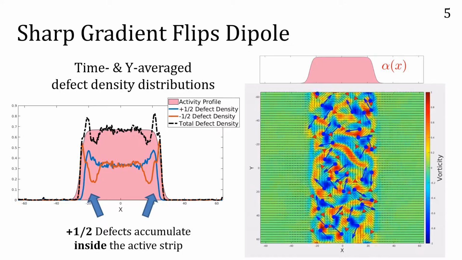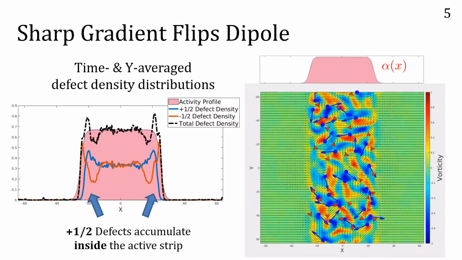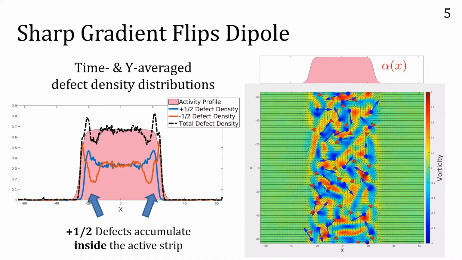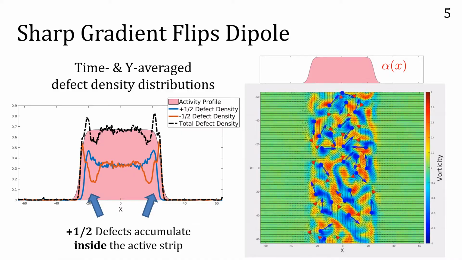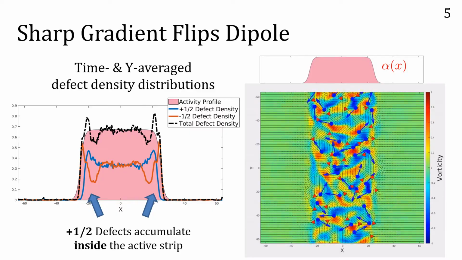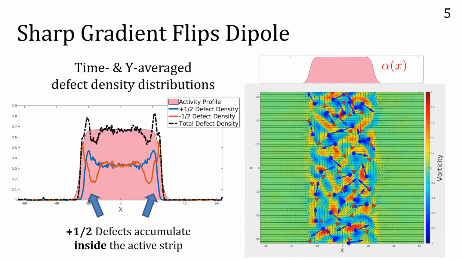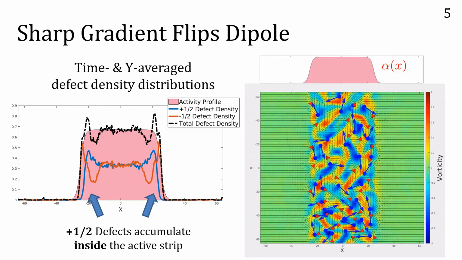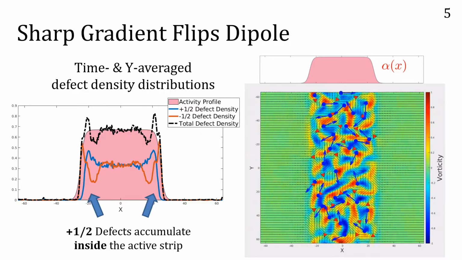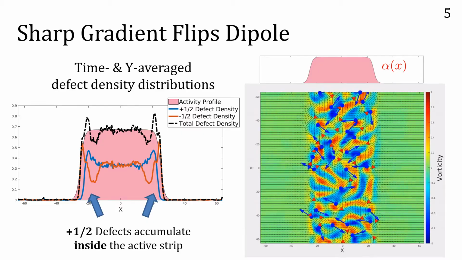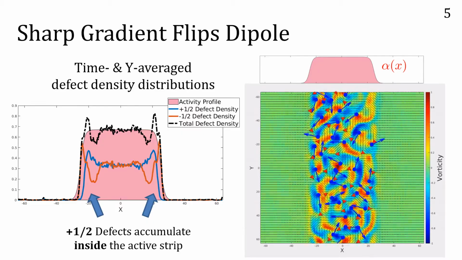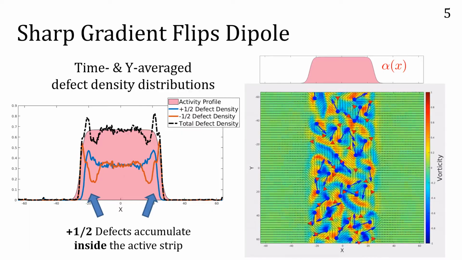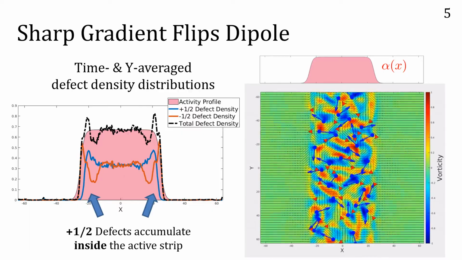For sharper activity gradients, we see very different behavior. +1/2 defects no longer escape the strip and extend out into the passive region. Just looking at the simulation, it's difficult to see any detailed steady-state behavior with the naked eye, but if we time and y-average the defect distributions in the same way as before, we can actually see that sharp gradients also induce a net topological charge separation along the gradient. But the dipole now points in the opposite direction. +1/2 defects now accumulate closer to the center of the strip than -1/2 defects.